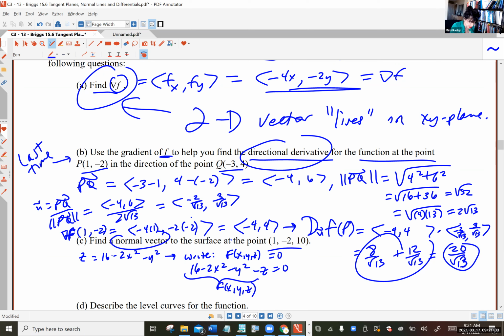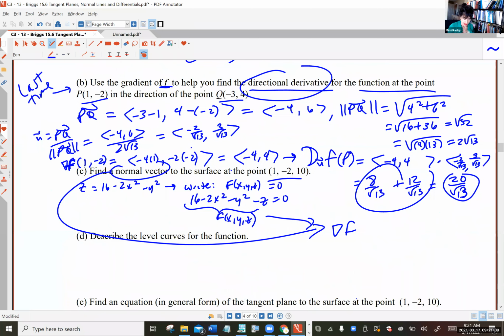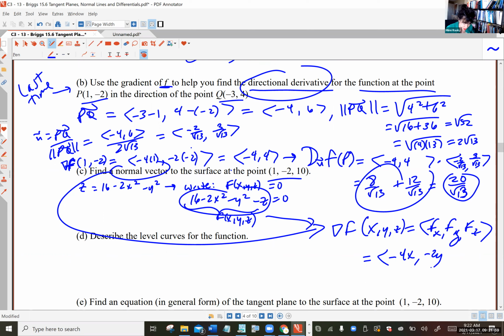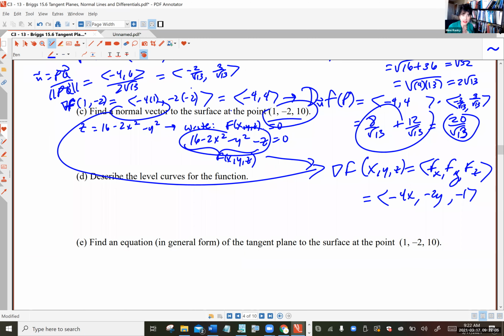Now, the normal vector that you're going to get is del big F(x, y, z), which is a vector with the partials of big F, not little f, because you want a 3D vector. So we get the partials here of this function of 3 variables, and the partial with respect to x is negative 4x, and then F_y is negative 2y, and z is just negative 1. And they want us to give the normal vector at the given point 1, negative 2, 10. No problem. I'll just evaluate this big gradient at the point 1, negative 2, 10 just by substituting.